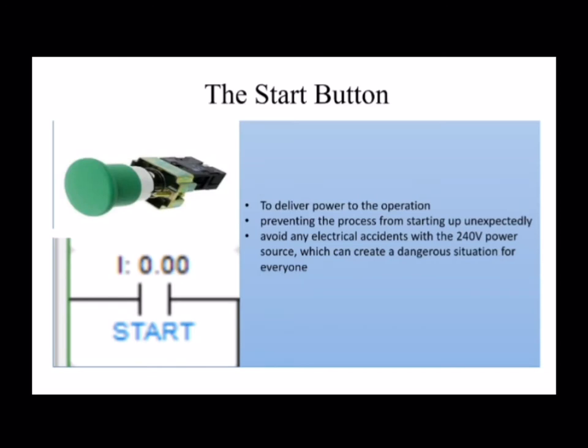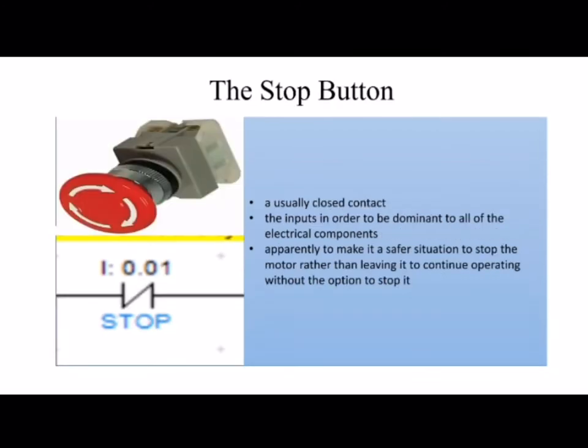Furthermore, it will avoid any electrical accident with the 240 volt power source, which can create a dangerous situation for everyone. Aside from that, the stop button will employ a normally closed contact, which has the opposite effect on the state of the inputs, in order to be dominant over all of the electrical components. If the start button state is stuck, the operator should stop the motor. The latching relay was wired to the system's stop button to make it safer to stop the motor rather than leaving it to continue operating without the option to stop it.